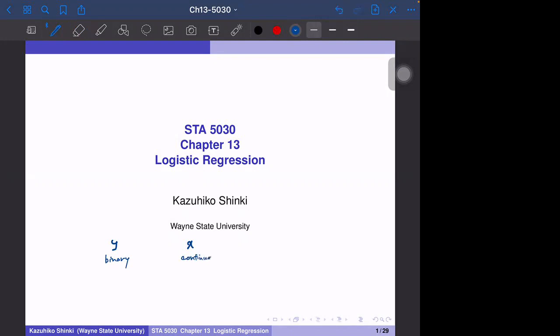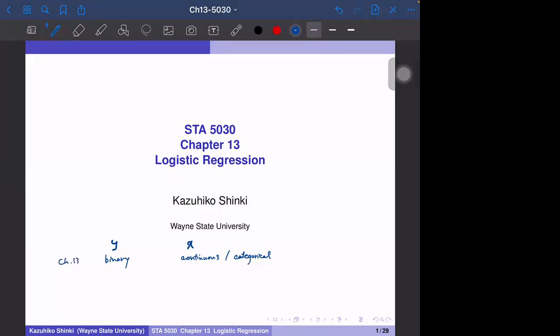For example, y is a medical outcome, such as the patient has died or the patient is alive, or y is 1 if malignant and 0 if benign. In general, 1 is success and 0 is failure, and x is continuous. But in the same way as the multiple linear regression model, a categorical x is also possible. So this is chapter 13.